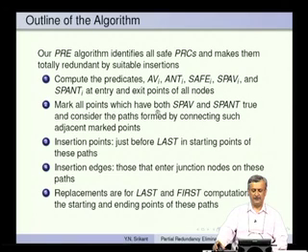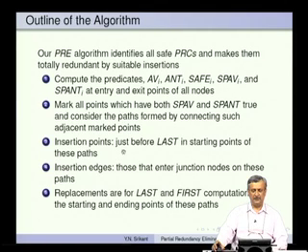Mark all points which have both SPAV and SPANT true. So, safe partially available and safe partially anticipable points are all marked, and consider the paths formed by connecting such adjacent marked points. So, we are going to look at the path, and all these points will be safe. That is because of this guarantee. So, safe SPAV and SPANT. So, we connect the adjacent points, form the path, but we are not going to do this in the algorithm. We are going to compute the predicates directly, but this is the conceptual understanding.